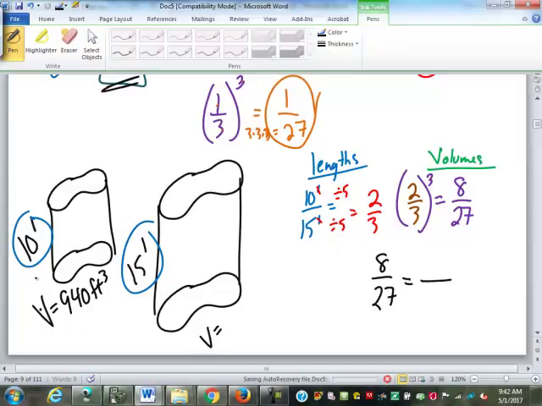The 940 comes from the figure of the 10. That's on top. So 940 goes on top here. So we're looking for this volume down here. So 27 times 940 divided by 8.